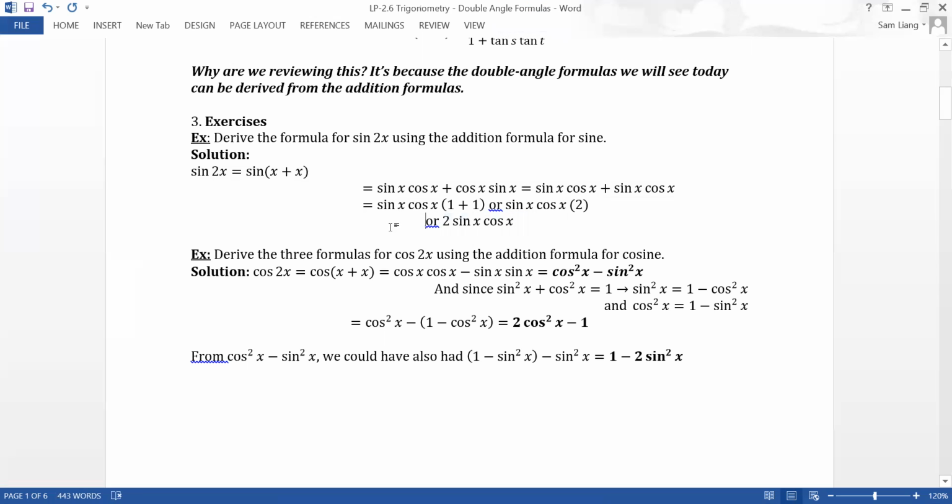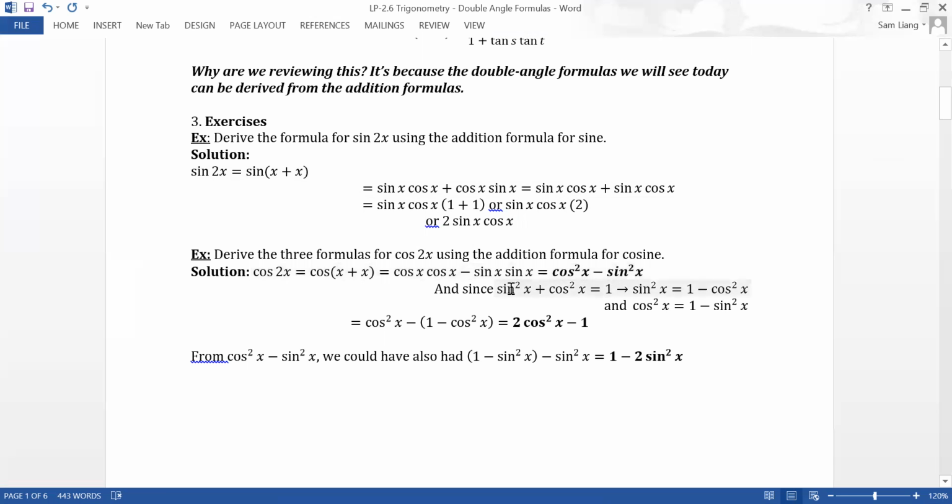All right, and then next we're going to derive the three formulas for cosine 2x using the addition formula for cosine. Okay, so cosine 2x equals cosine of x plus x, and that equals, right, the addition formula: cosine cosine minus, the sign changes for cosine, sine sine. So we're going to have cosine squared x minus sine squared x.